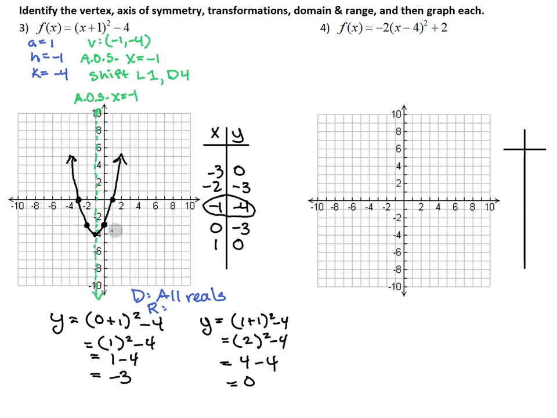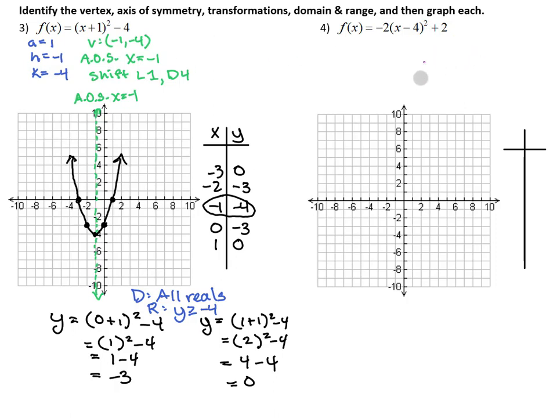So I'd have to say that all my y values need to stay above or equal to that y value. The way we'd say that is with our inequality. It needs to stay greater than or equal to the y coordinate here, which is negative 4. So there's my domain and range. Okay, let's move on to number 4. And we went a little slow with that one.